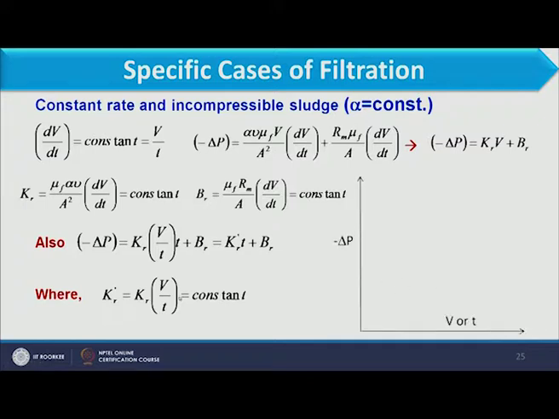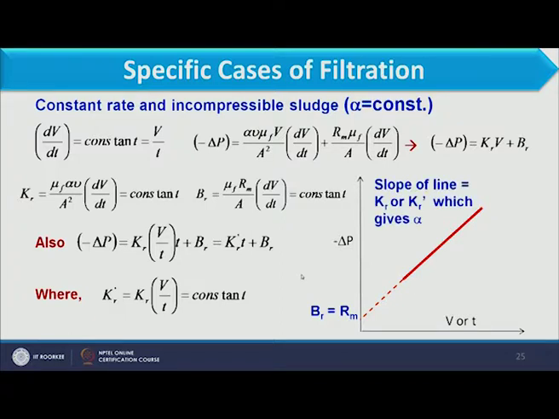So once we draw pressure drop with respect to volume or time, we get a straight line, and in a similar method as we discussed in the last slide, when we extrapolate this we have the intercept and this particular line has a slope. The intercept will give the value of Br, through which we can calculate the value of Rm. The slope of the line gives the value of Kr or Kr dash, through which we can calculate the value of alpha. So in this way we can calculate alpha as well as Rm for constant rate and incompressible sludge.